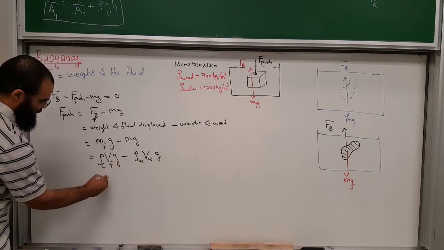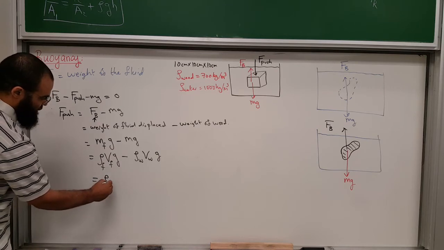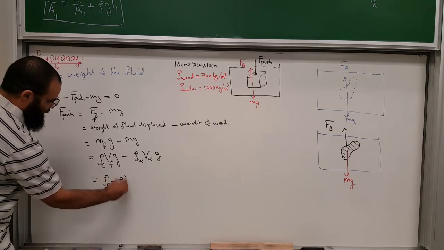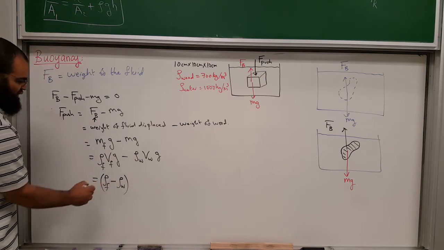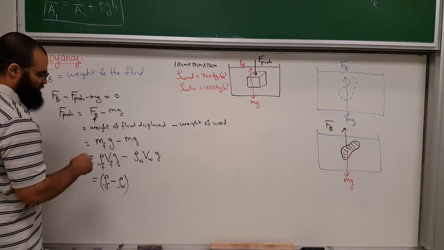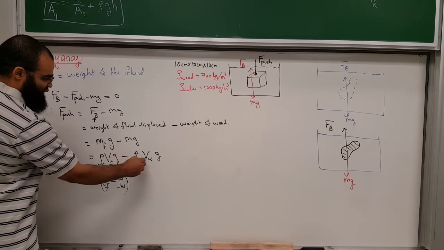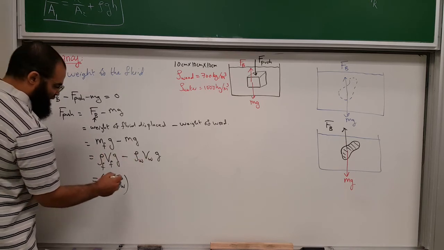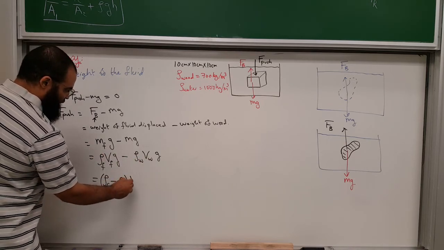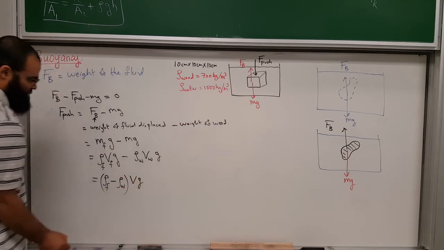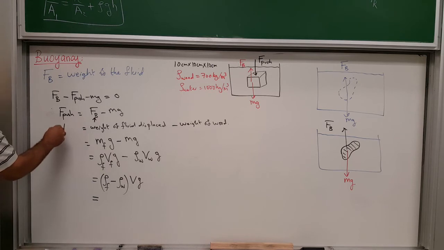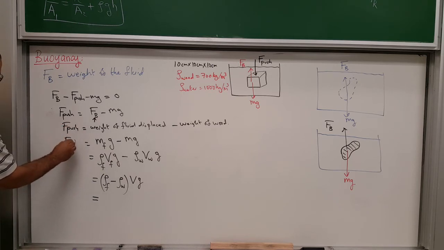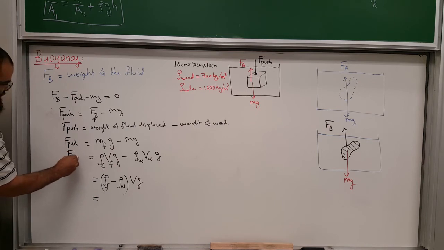So I will just have the density of the fluid minus the density of the wood. W stands for wood, not water. This is the fluid. I should have used wood. All right, so W for wood. And then the volume and gravity. And now, this is the push, F push.